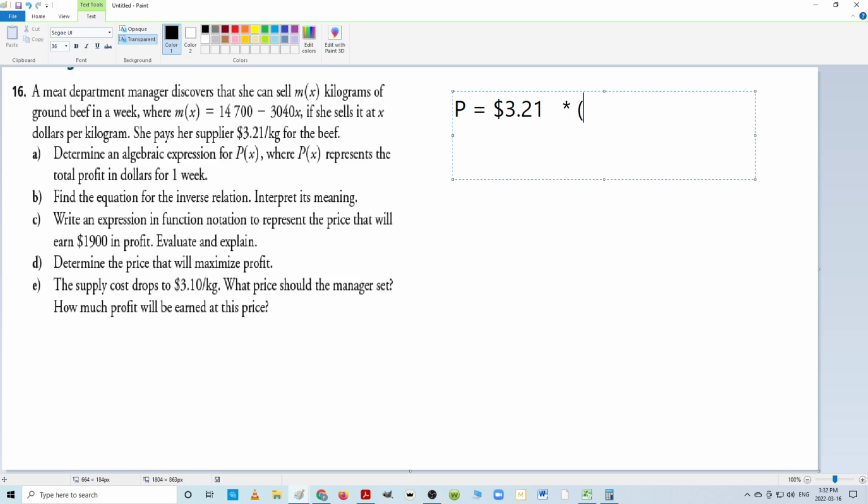So x is a variable. So her profit is going to be not that. Her profit is going to be how much she sells, and her profit goes up and down depending on how high her x goes. Anyway, that's how much she sells, rather. And that goes up and down depending on how much she sells it for. But she has to pay.